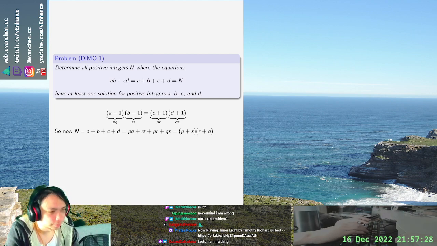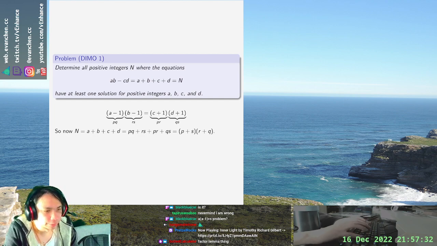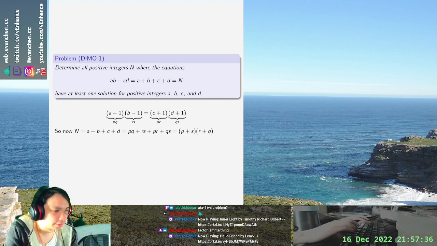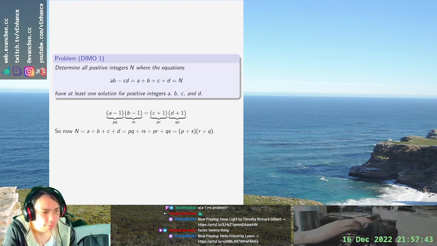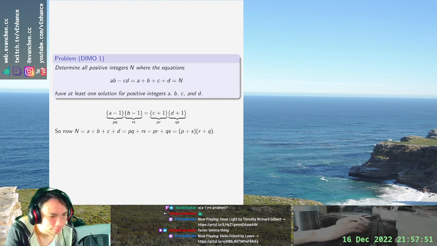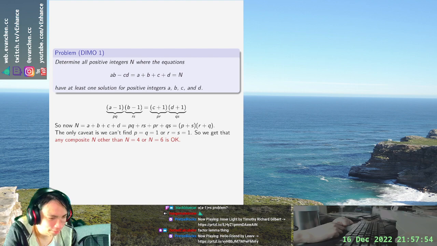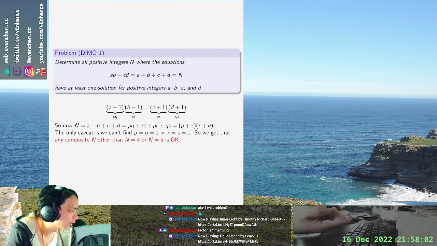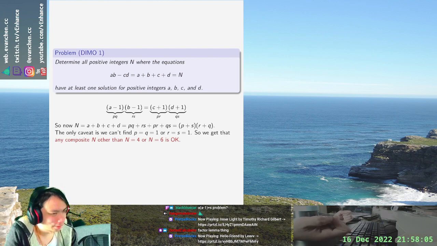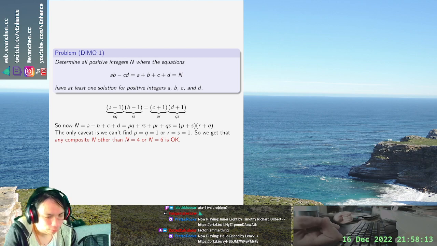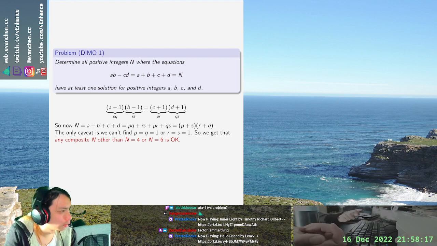So, answer. We can't have p equals q equals 1, or r equals s equals 1. So we get that any composite n other than n equals 4 or n equals 6 is okay, I think. That should be what it is, right? With 4 and 6, you run into issues because you get forced to have a 1, 1. But any other number, twice a prime is okay as long as the prime is big enough that you can split it as the sum of two numbers greater than 1. And any other composite number can be written as the product of two numbers greater than 2. And if there's at most one 1, 1 in each part, you're okay, I think.